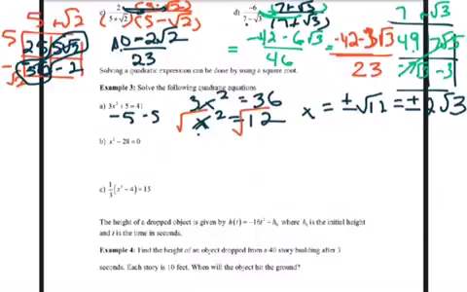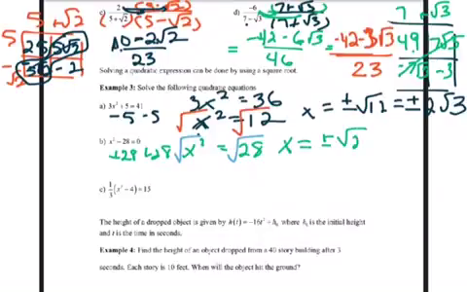Alright, so if I do the same thing for the next one, I'm going to have x squared equals 28. If I take the square root of both sides, I get x is equal to plus or minus square root of 28. 28 is split up into square root of 4 times square root of 7, which is plus or minus 2 square root of 7.